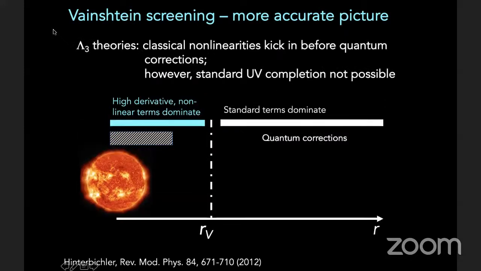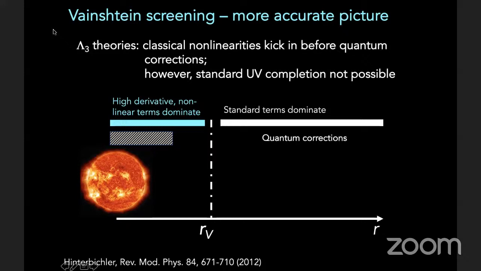And there are two basic cases of interest. So I'm referring here to a review, a very nice review by Kurt Hinterbichler, sorry. So one first case is that of lambda-3 theories. They're called lambda-3 theories. So these are the standard Galileons. And in this case, you may expect that you've got the regimes where your classical nonlinearities dominate before your quantum corrections dominate, but the standard UV completion that we have can't possibly work.